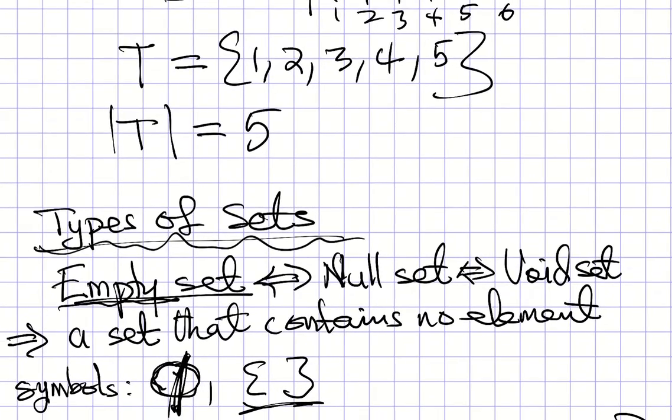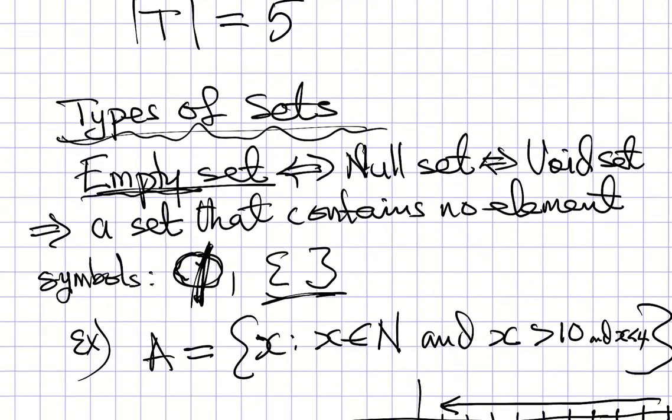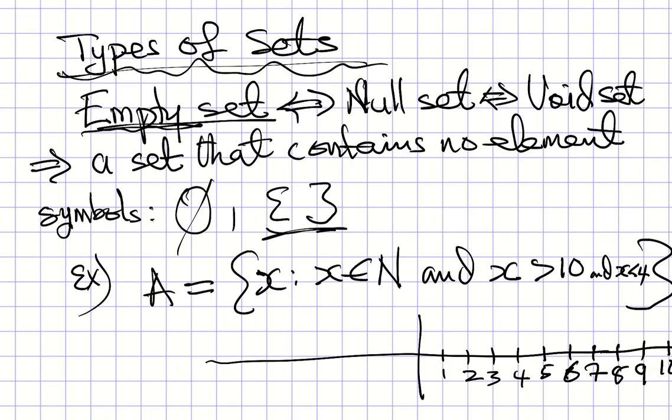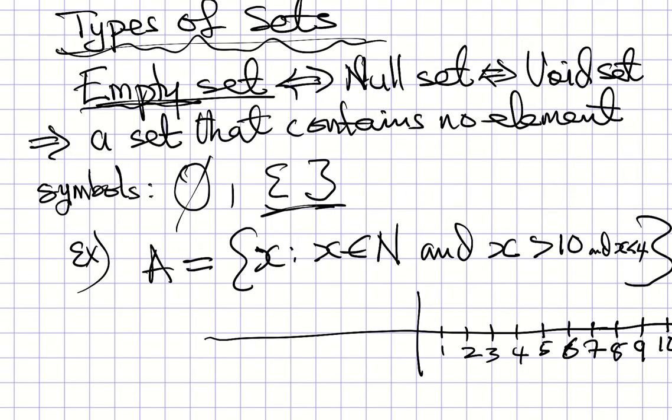Now let's deal with a new topic. Our new topic is different types of sets. The first set we're dealing with is the empty set. Empty set just means what it says: it is empty. It has no element in it, right? Another name for the empty set is null set or void set. It's just a set that contains no element.